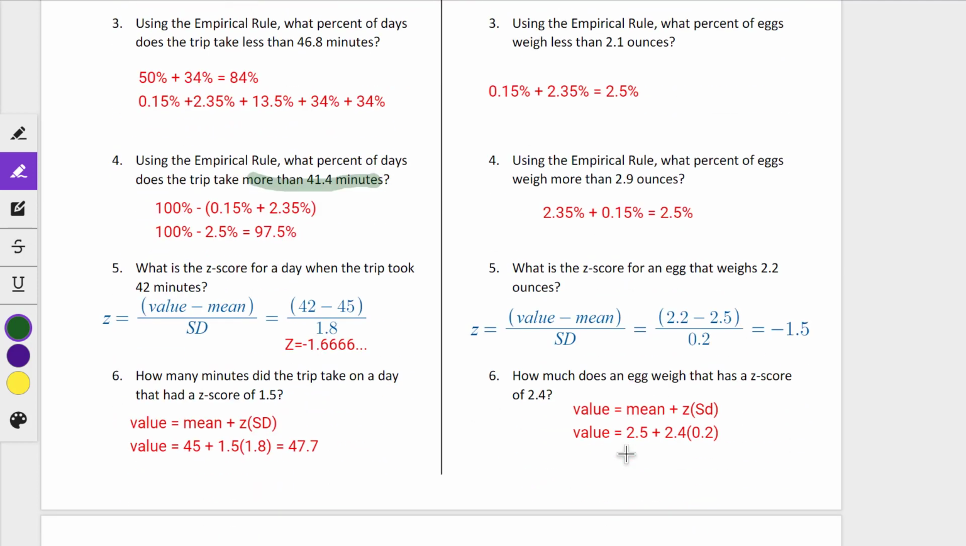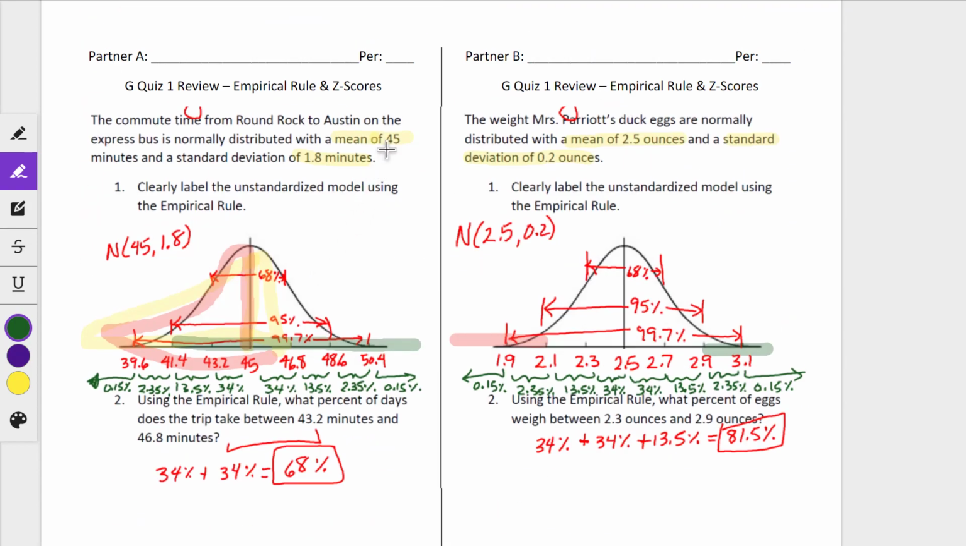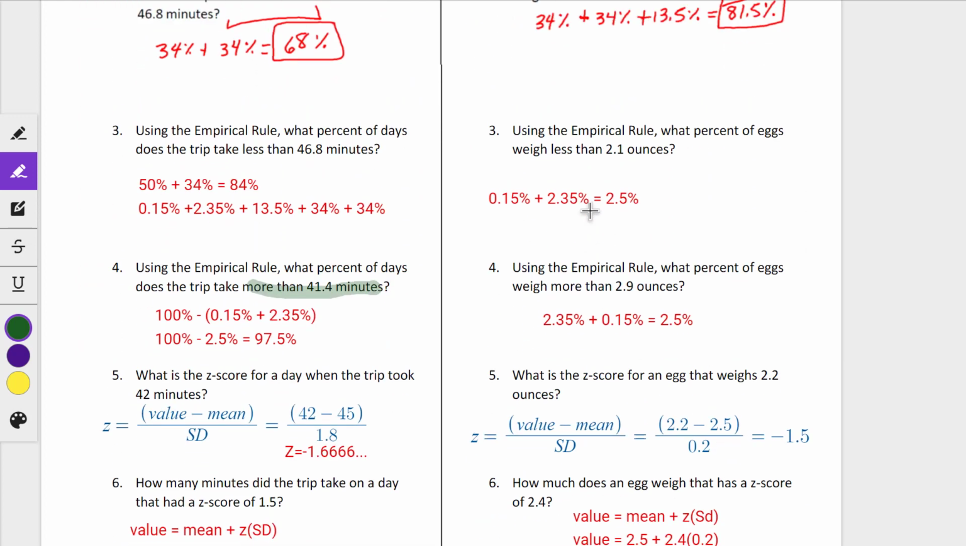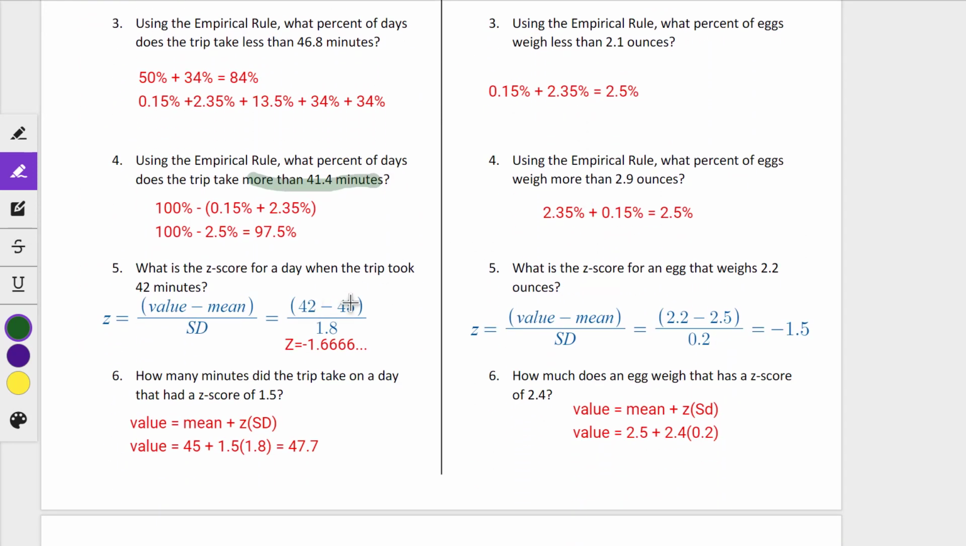Now, one of the formulas you definitely want to write down on your cheat sheet is the Z-score formula. Z equals your value minus your mean, divided by standard deviation. What is the Z-score for a day when the trip took 42 minutes? 42 is the value, and the mean we already had up here. Remember, that was 45, and our standard deviation is 1.8. Same thing over here, we're going to use 2.5 and 0.2 for that problem. So there's 42 minus 45 divided by 1.8, and you get negative 1.6, etc.